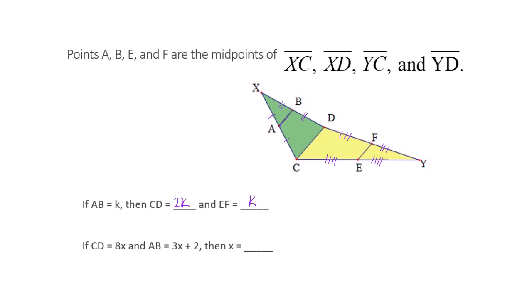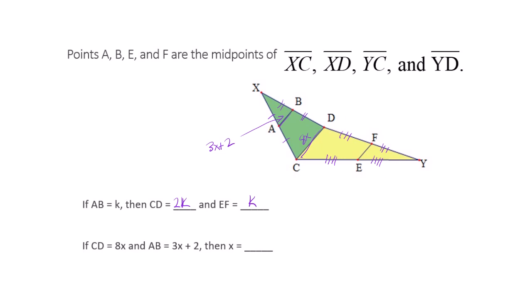So the next one, CD is equal to 8x. And AB is 3x plus 2. And it says find x. So we know that AB is half of CD.